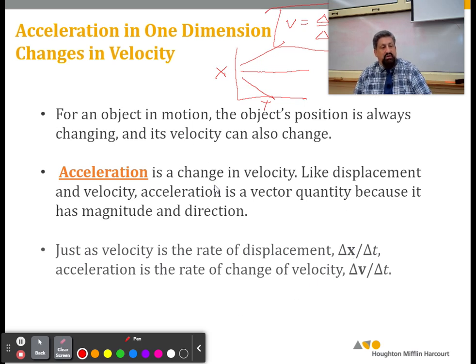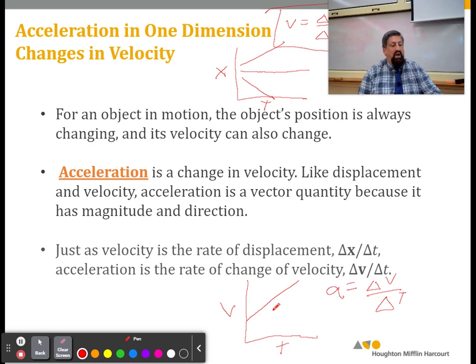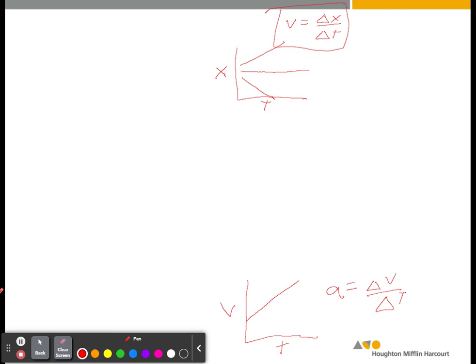So if I drew a graph showing velocity versus time, then the slope of this graph would be the acceleration. Here we go. The acceleration is the change in velocity over the change in time. This is a graph of something that is speeding up at a constant acceleration.